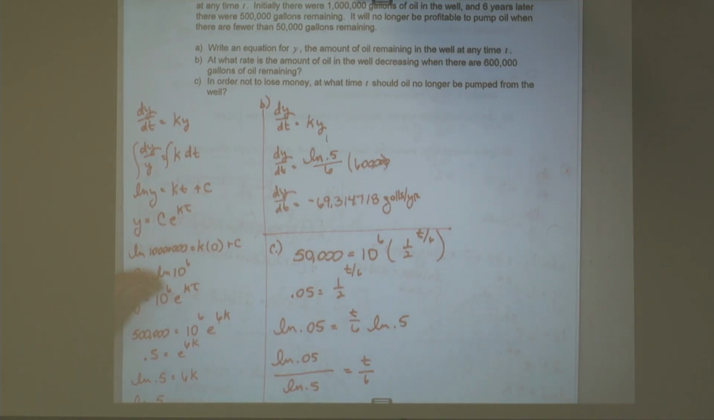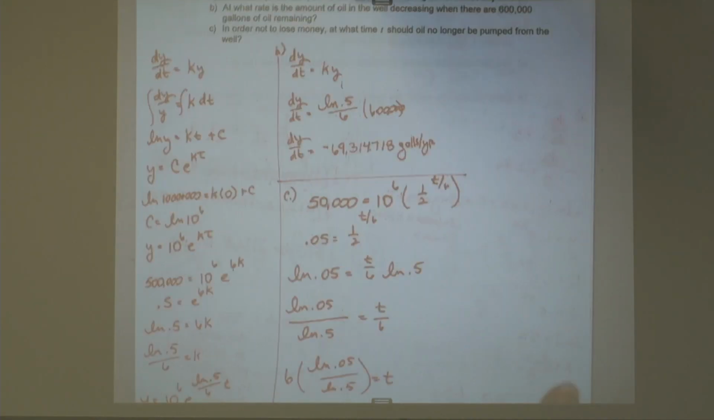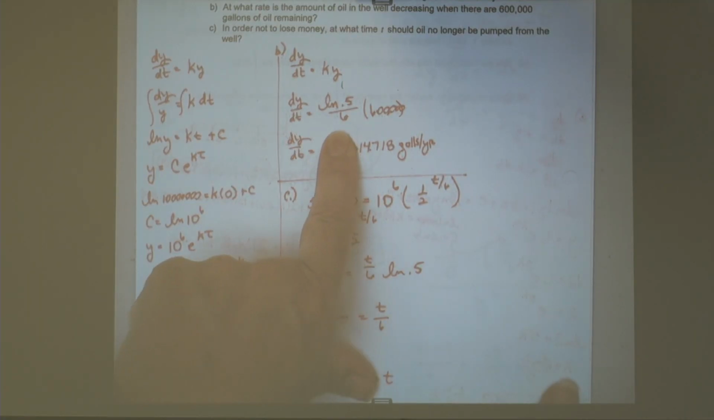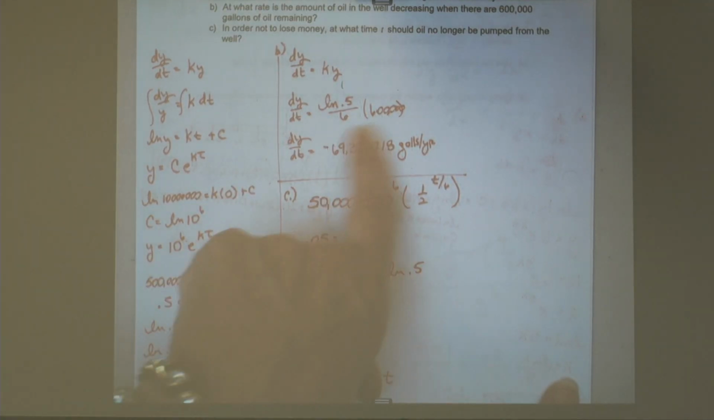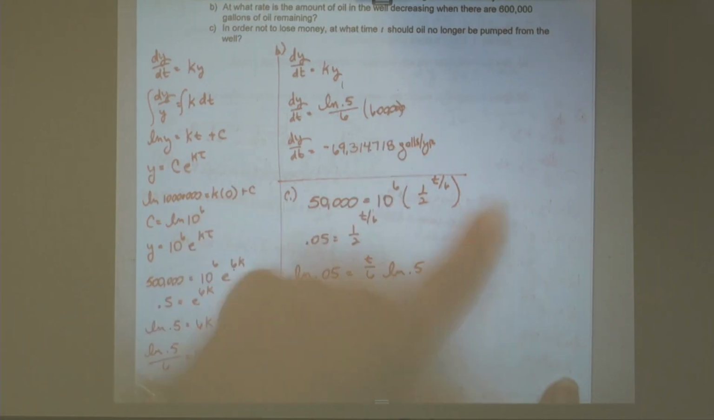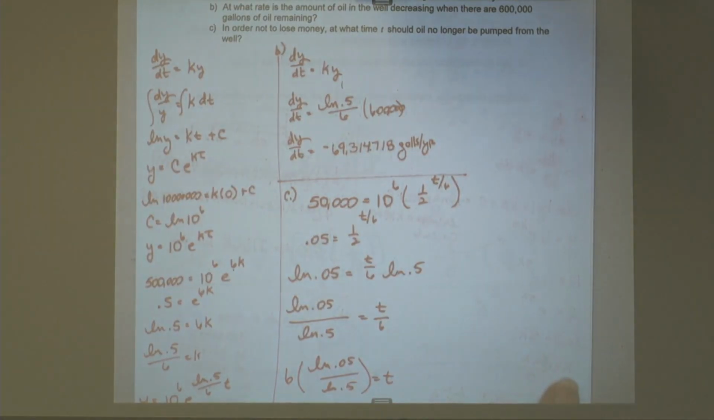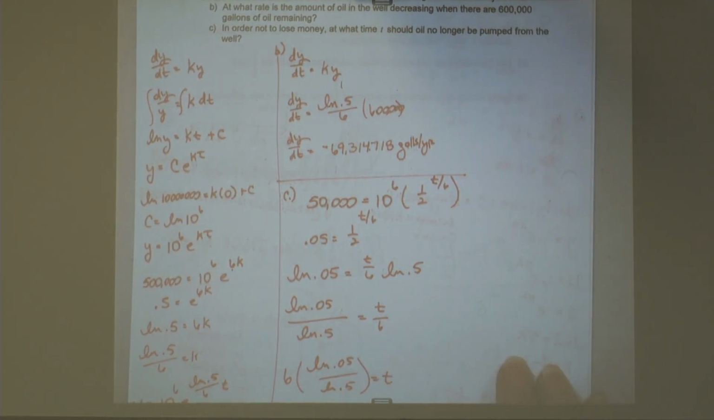Okay. We found what the variable k was. k is ln 1/2 over 6, and they're telling us the y value, 600,000 gallons. And then it's just math from there. That's a little tricky because you're not used to going back to the derivative you've been provided. If you didn't quite catch that, don't worry. Just practice and realize what they're asking you.